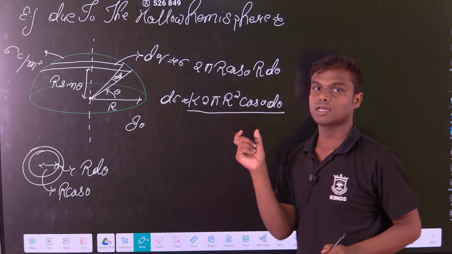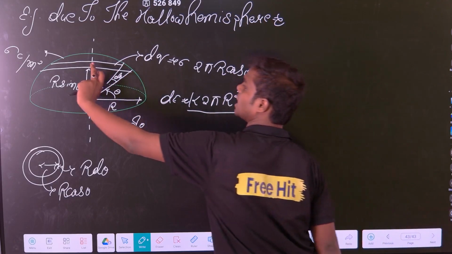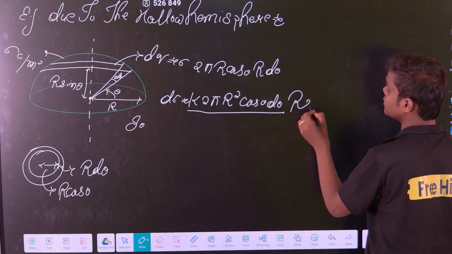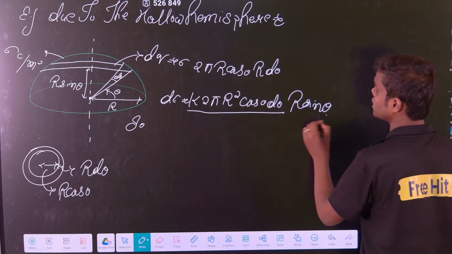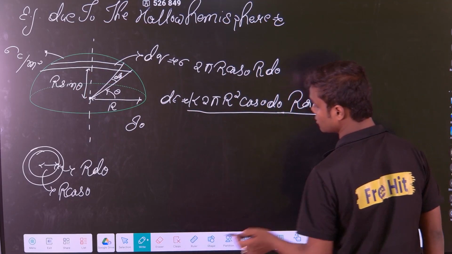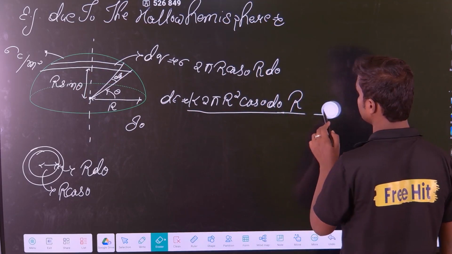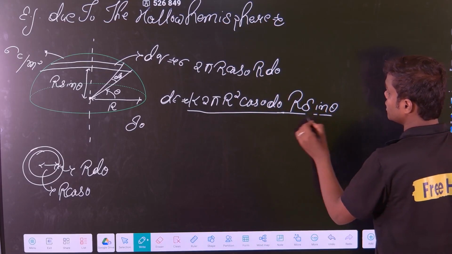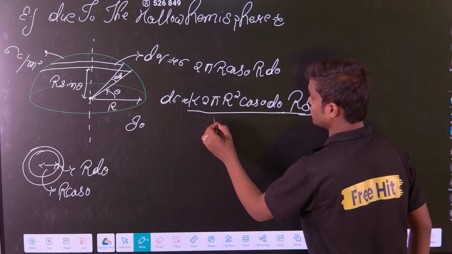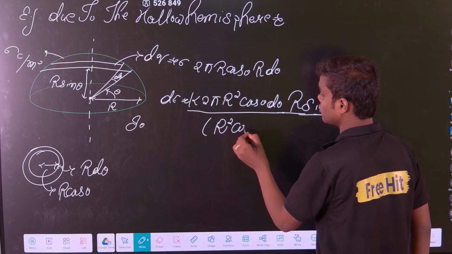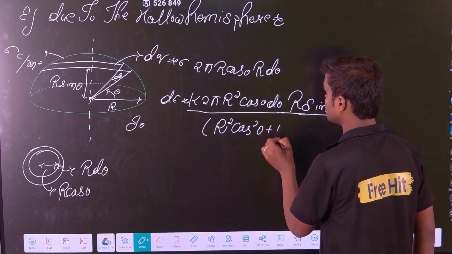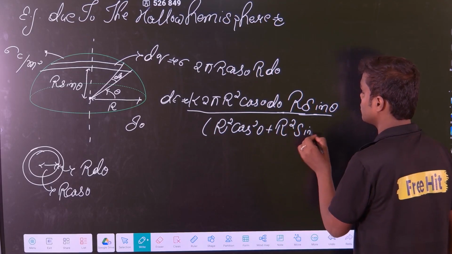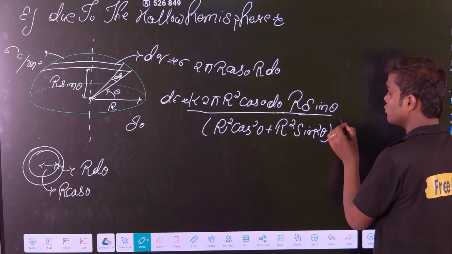kq into x. What is x? X is r sin theta, because it is a ring, na? What is the formula for a ring? That is what you have to apply, because the small element we are getting is a ring. So kq into x divided by (x square plus r square) to the power 3 by 2, that is r square cos square theta plus r square sin square theta to the power 3 by 2.